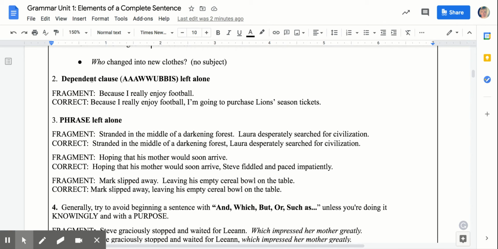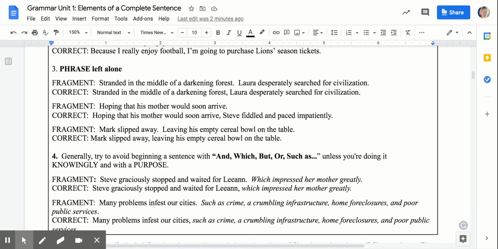Sometimes we accidentally leave a dependent clause alone. Dependent clauses always start with subordinating conjunctions, and here's that acronym again. So, for example, "Because I really enjoy football." Because I really enjoy football, what? We are missing that independent clause that is able to stand on its own. "Because I really enjoy football, I'm going to purchase Lions season tickets." I am going, that's our subject and our verb, our independent clause. We have our dependent clause preceding it.